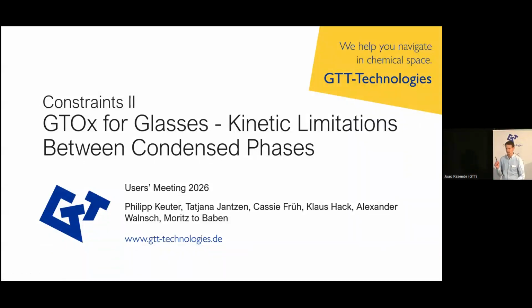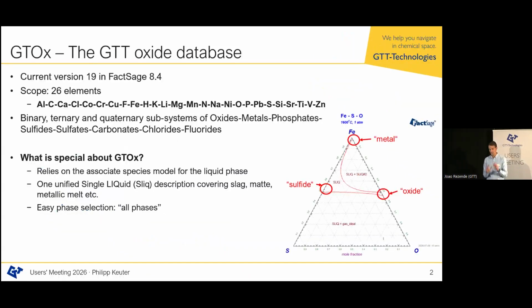Then I'm happy to deal with the first application example of constraints, which is a kinetic limitation between condensed phases. At the example of GTOx, our GTT internal oxide database, for a glass application example. A quick introduction of GTOx.